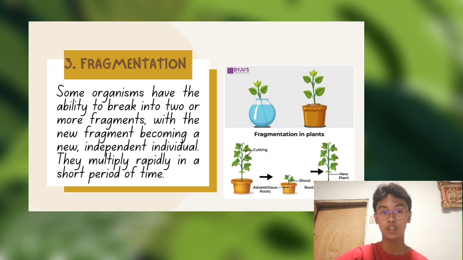Third is fragmentation, a form of asexual reproduction where an organism splits into fragments. Each fragment grows into an independent individual, enabling rapid multiplication in a short time. Fragments generate missing parts, efficient in favorable conditions.